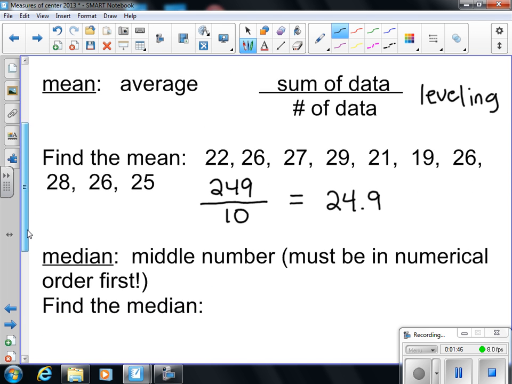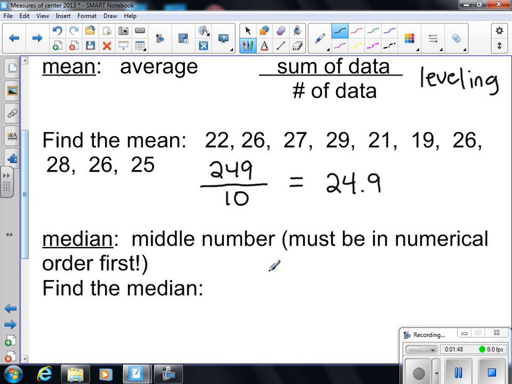Now to find the median, that's the middle number, kind of like the median as you're driving down the road, the middle of the road. On a 4-lane highway, oftentimes it's a grassy area. In the city, it may be a big concrete block, but the median is what's in the middle. Now the only key to finding the median is you must first put your numbers or your data in numerical order. So let's do that.